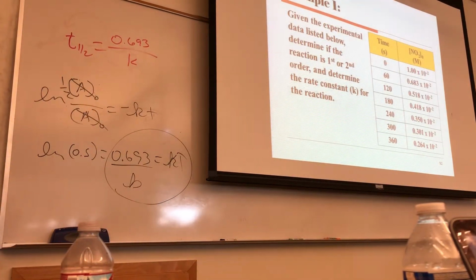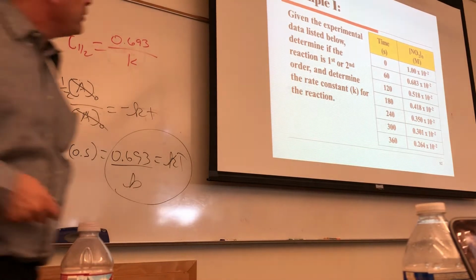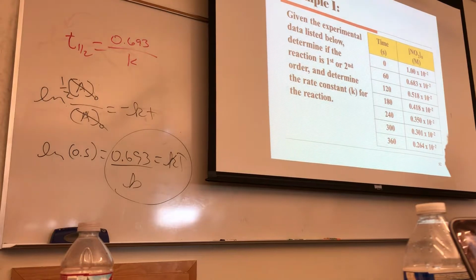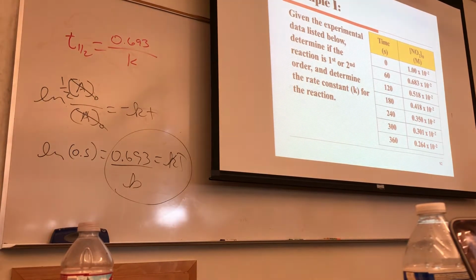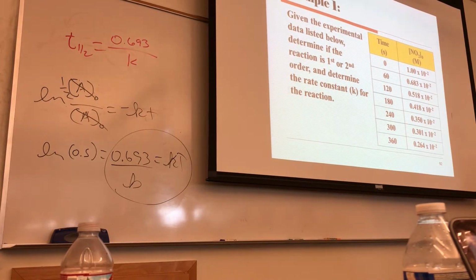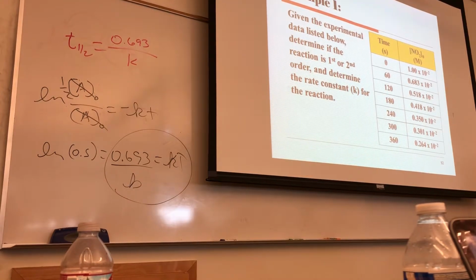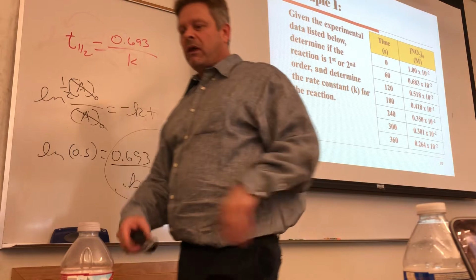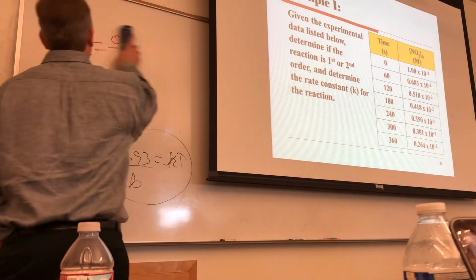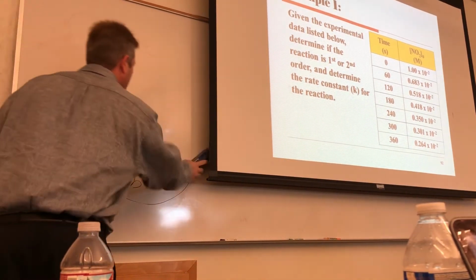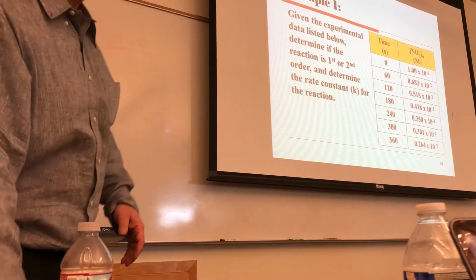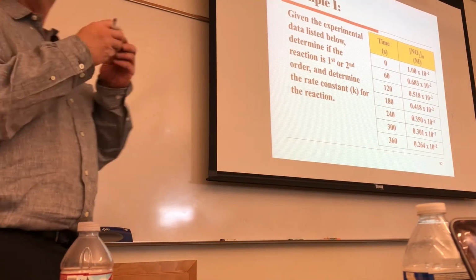Let's take a look. Okay, so here's experimental data. Here's time, here's concentration, presumably of a reactant. I want to know if it's a first or second order, and I want to determine the rate constant for this reaction. So what can I start with here? What's the first thing we always try to evaluate as much as we can? What's happening, the reaction type.